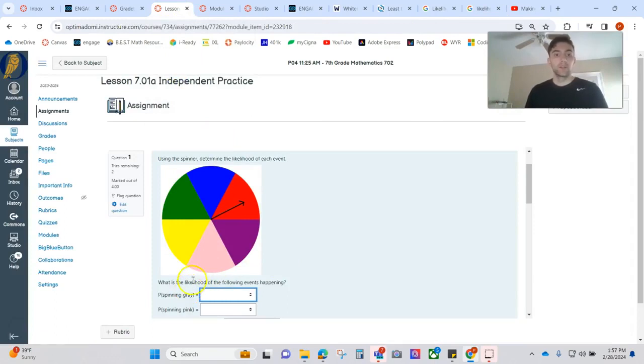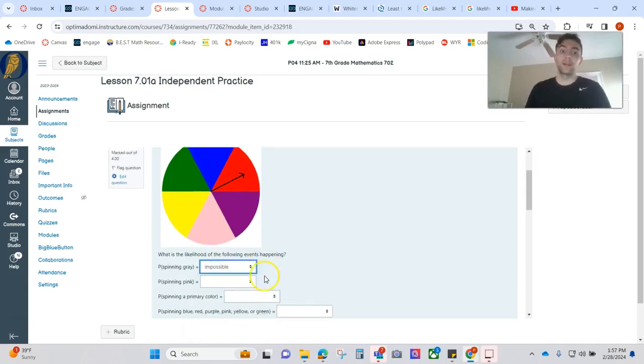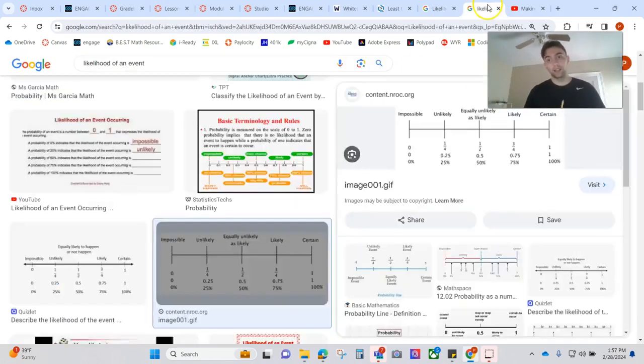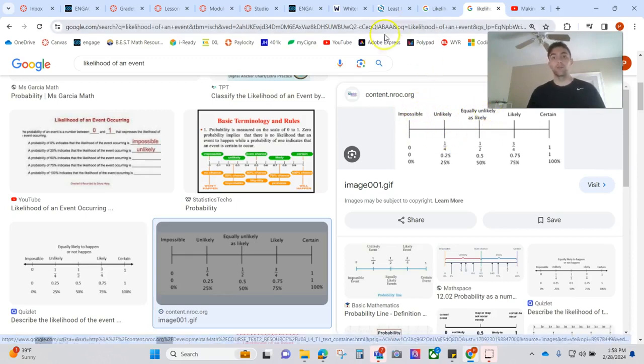If it's between 50 and 100, that means it's likely, or around 75%. So, probability of spinning gray. Doesn't look like there's the color gray here, unless you're colorblind. So I say impossible. What's the probability of spinning pink? Well, not 100%, right? So it's not certain, not 50%, so not equally unlikely as likely. It's also not impossible because there is a color pink. So I think it would be unlikely, between 50% and 0%.